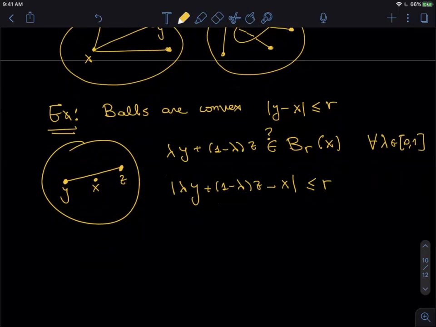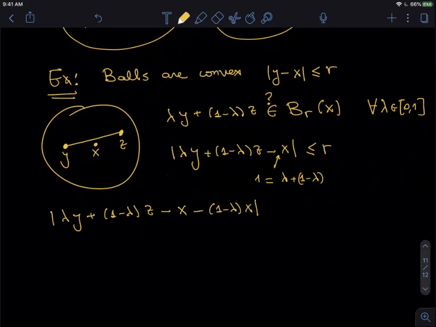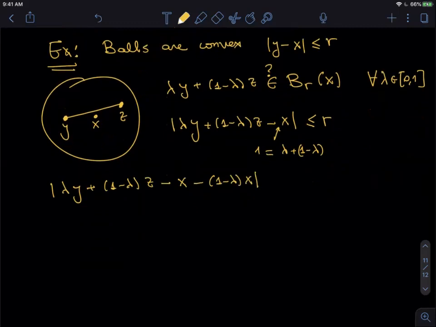So how do we check this? This has a bit of a trick that we use a lot in proofs that are asking to show that something is convex. That is, when we have a coefficient 1, we can always write the 1 as λ + (1 − λ). Okay, and that allows us to write minus x as minus λx minus (1 − λ)x. So then now we can rearrange things here.